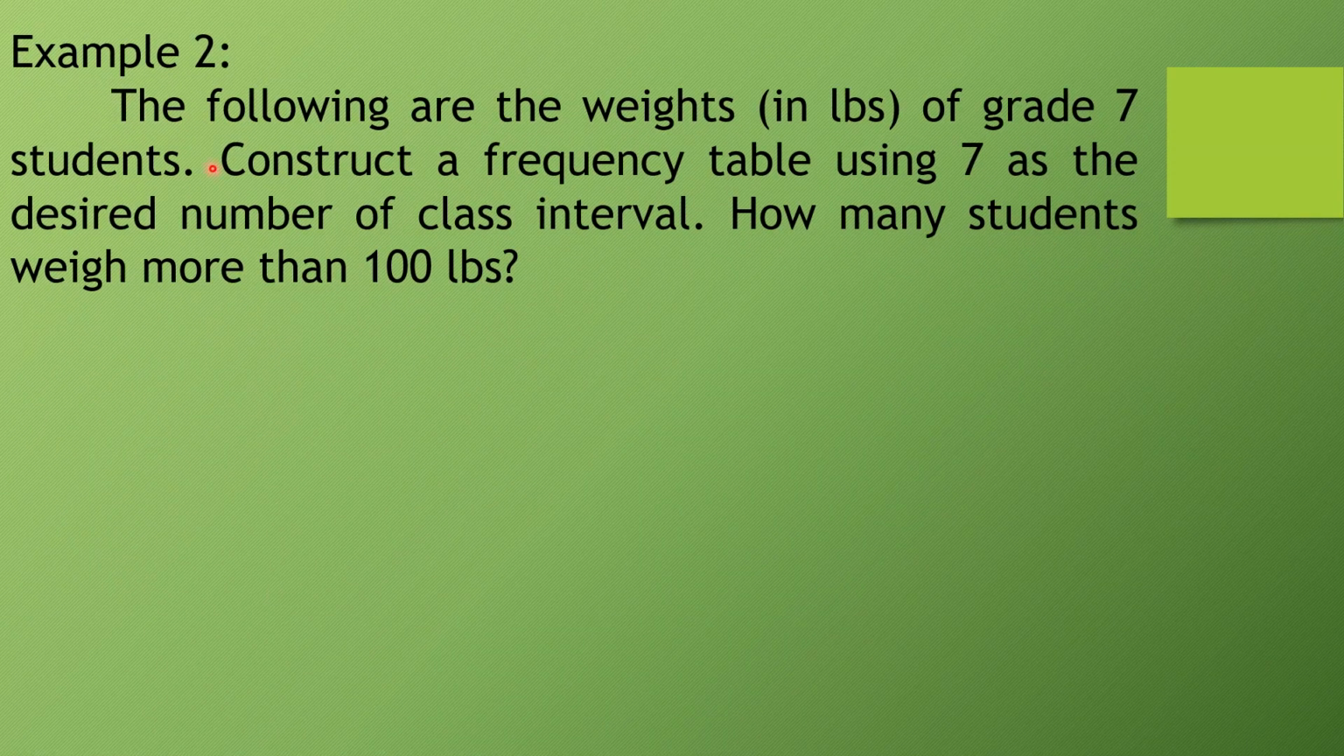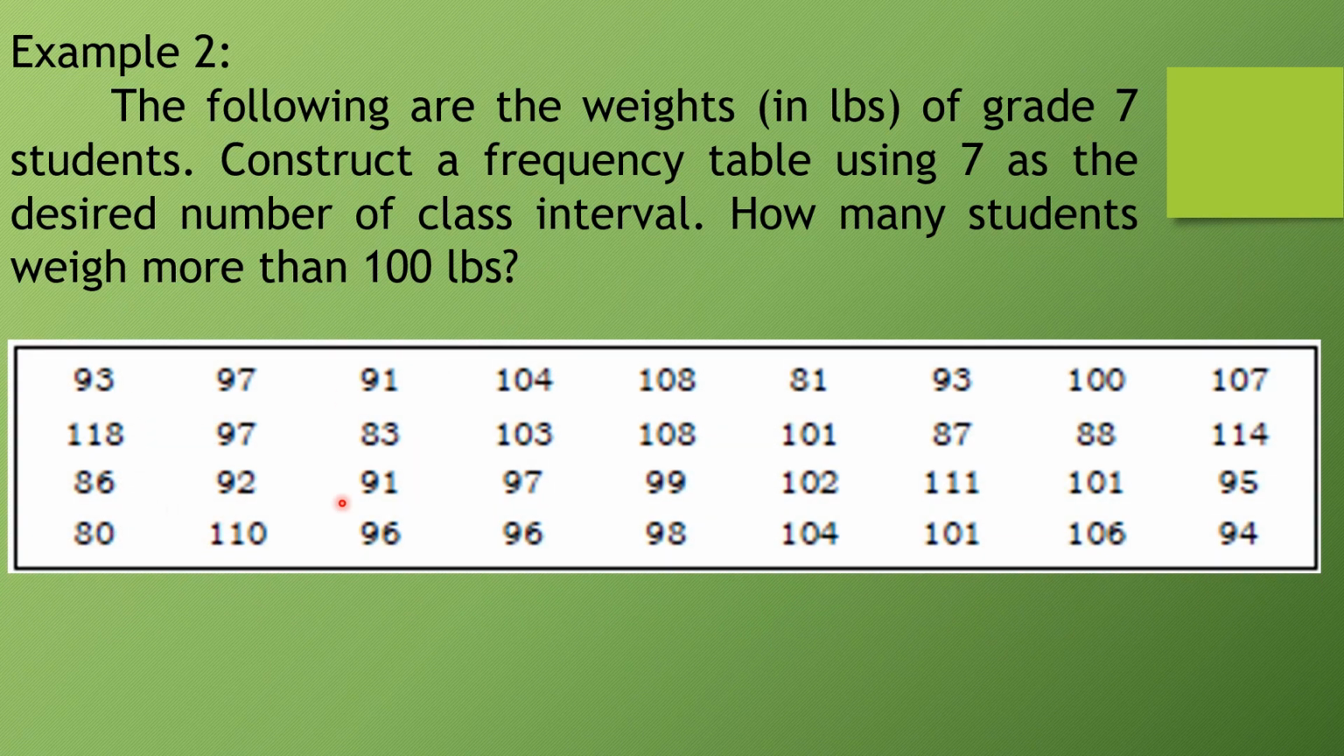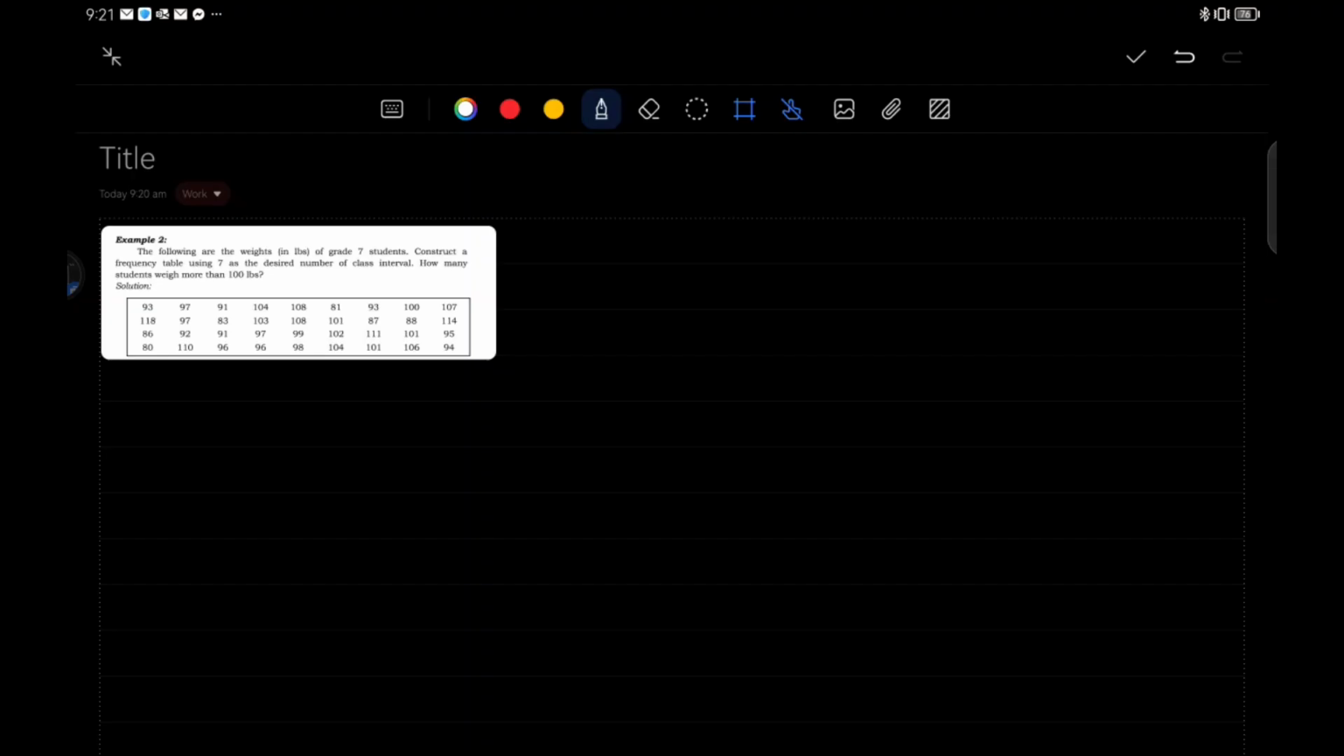Example number 2. The following are the weights in pounds of grade 7 students. Construct a frequency table using 7 as the desired number of class intervals. How many students weigh more than 100 pounds? So these are the weights of grade 7 students. Let's make a frequency table using the steps for grouped data. Okay, now let's solve example number 2.